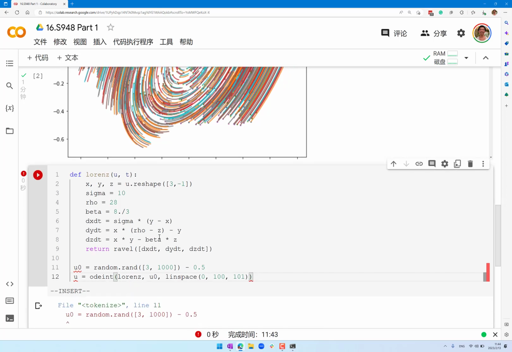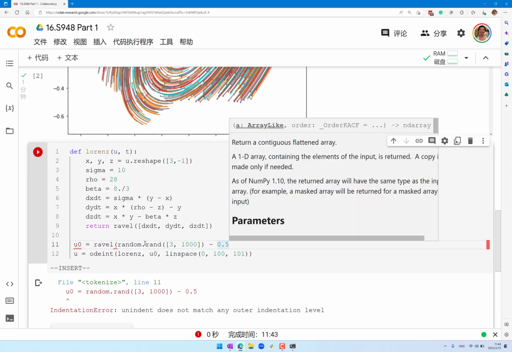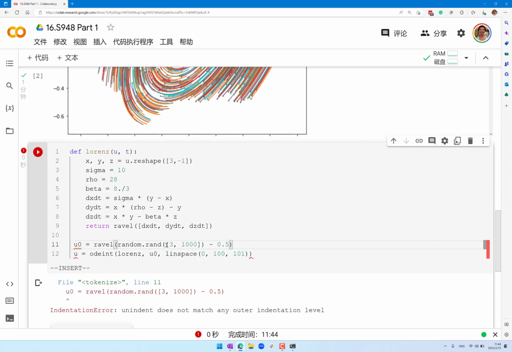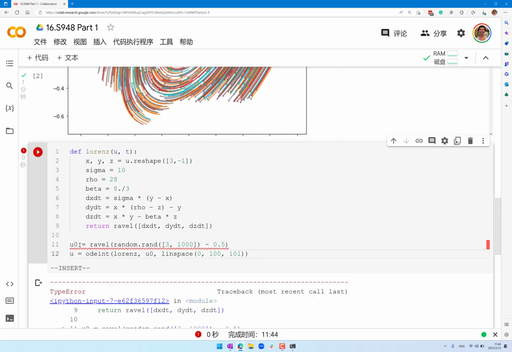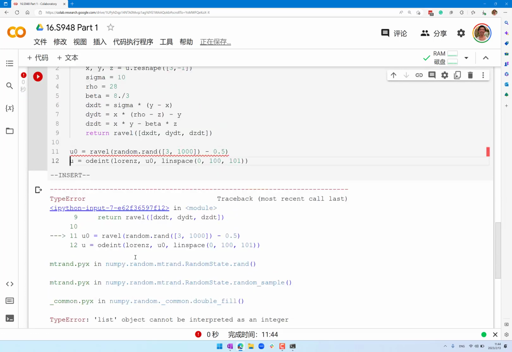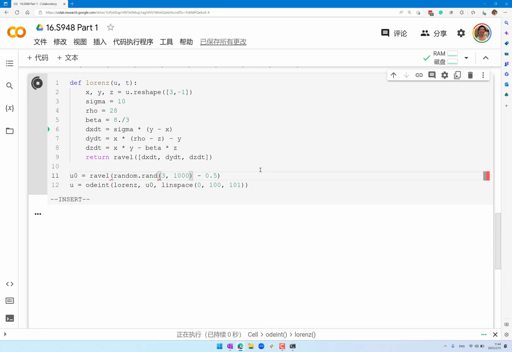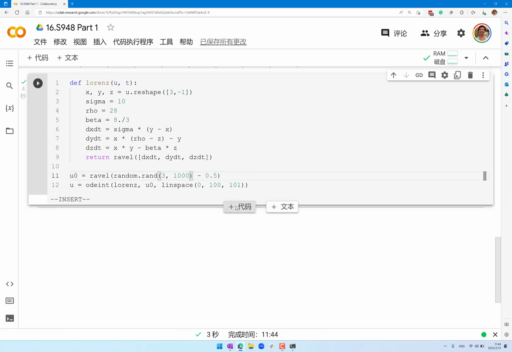Oh, yes. Thank you. The indentation does not match. Okay, so it expects 2 numbers instead of a list. Okay, so now the integration is done.